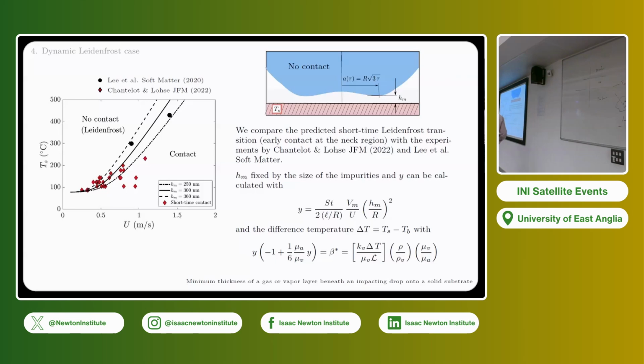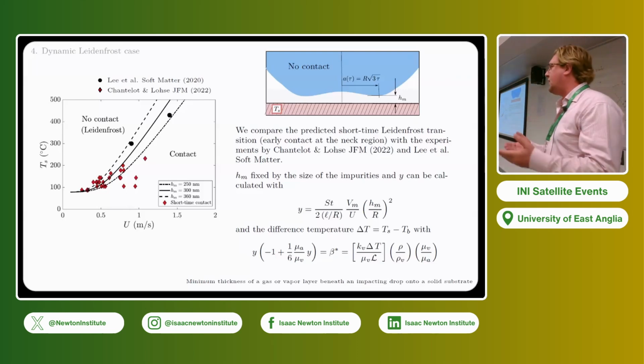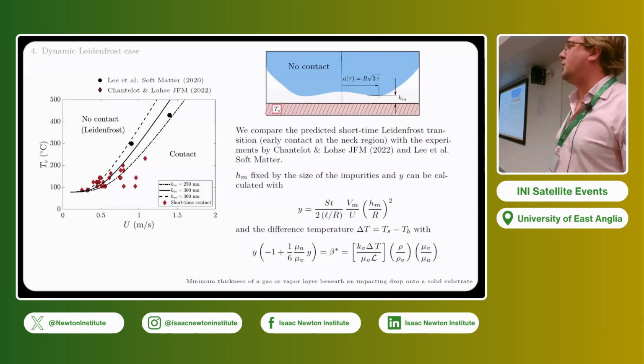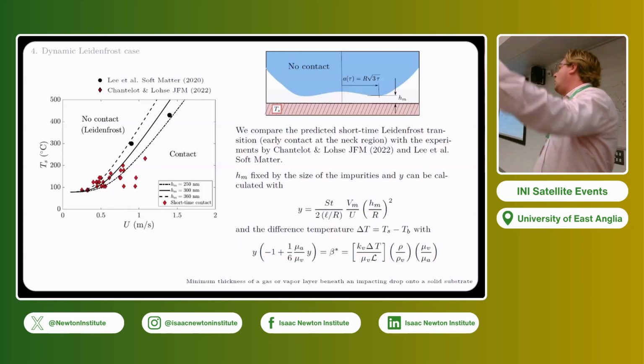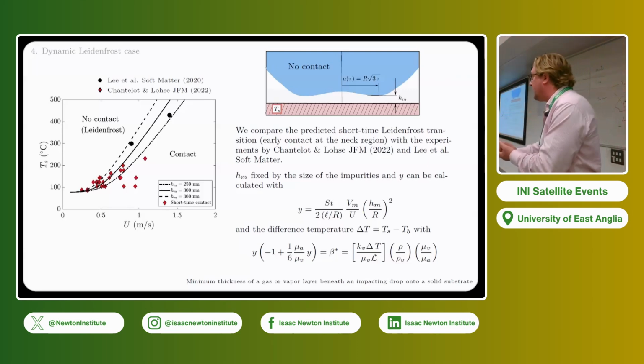Now, if we believe that we are right, we go in this diagram and we take, for example, 1.5. We take 1.5 and we need a temperature larger than 500 degrees to observe no contacts, to observe the Leidenfrost regime. For all below, you have contact.